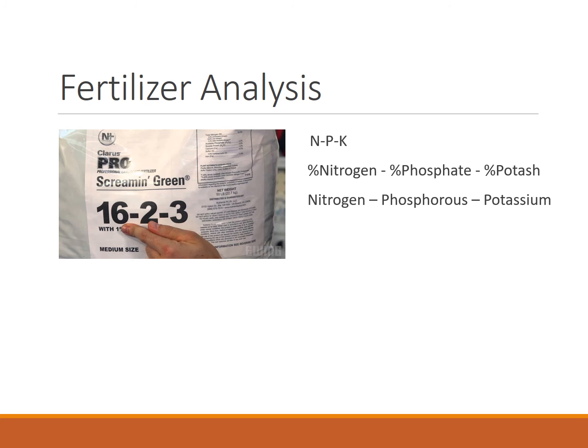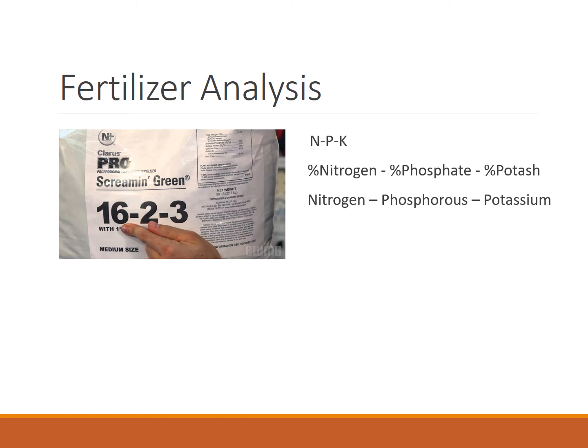Why in the analysis are the terms phosphate and potash used rather than phosphorus and potassium? This goes back to the old way that fertilizer analyses were written back in the day, when the source of phosphorus in a fertilizer was actually phosphate rock and the source of potassium in a fertilizer was actually potash. This archaic method of describing the analysis persists to this day. There are ways that we can convert percent phosphate to actual phosphorus and percent potash to actual potassium.